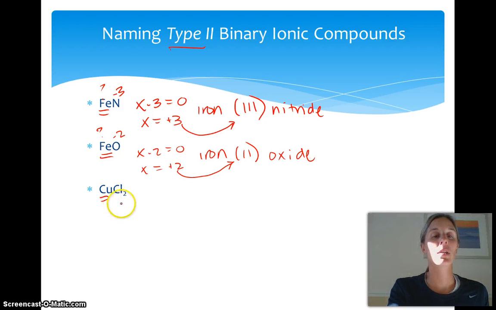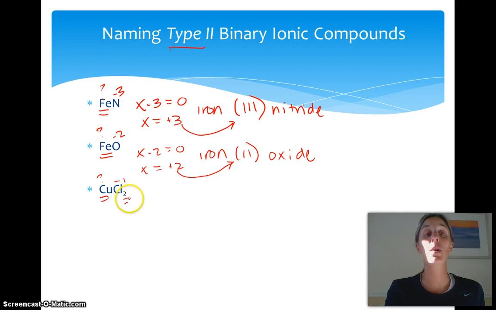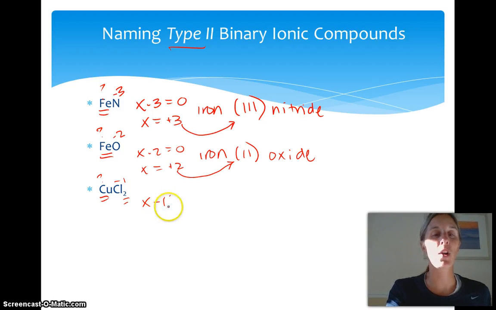Our last example, we've got 2 of these chlorine guys. We don't know what our copper is. We know that each chlorine is a -1, but we have 2 of them. So we would set up our algebra as X minus 1, but we'd multiply that by 2 because we've got 2 of them in this case, equals 0. So we would have X minus 2 equals 0. So X equals a +2.